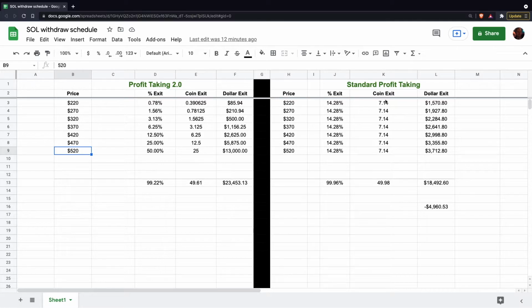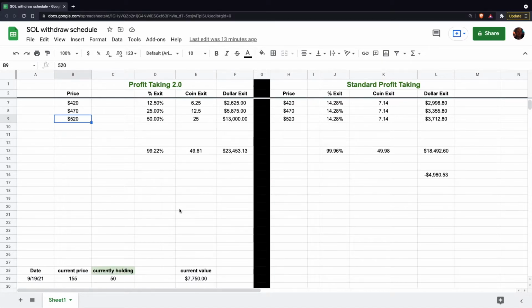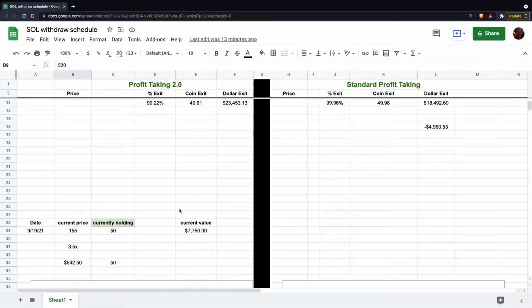While you're taking a larger amount of coins over here for each profit taking, like 7, you're taking less than one multiple steps here. So that's kind of what makes up the difference and why you can actually make more money with the Profit Taking 2.0. So let's go ahead and build this out.